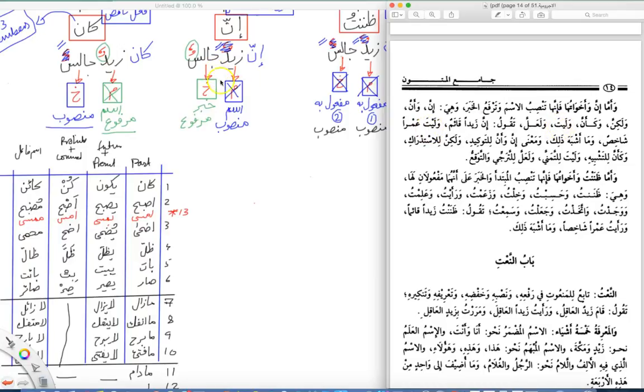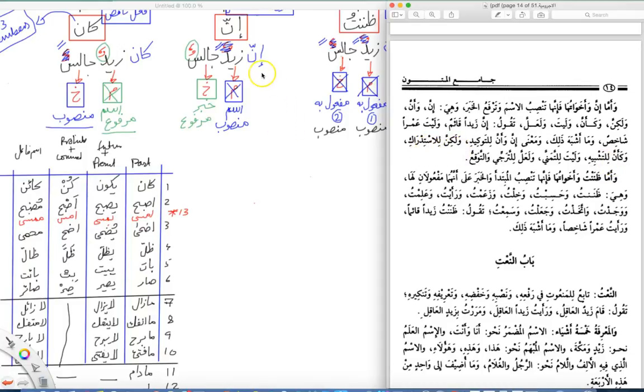Layta, if only Zayd is sitting. La'alla, maybe Zayd is sitting. تقول إن زيدا قائم, indeed Zayd is standing. Layta عمرا شاخص, if only Amr was focusing, looking. وما أشبه ذلك, and things which are similar to that. ومعنى إن وأن للتوكيد. إن and أن come for emphasis. ولكن للاستدراك, and لكن comes to correct something. Istidrak means to correct or to change something, to make up.